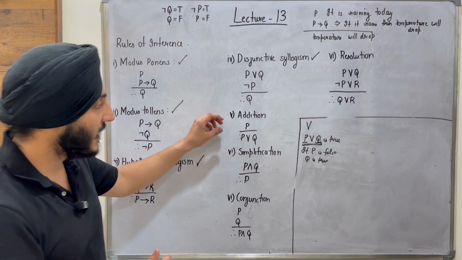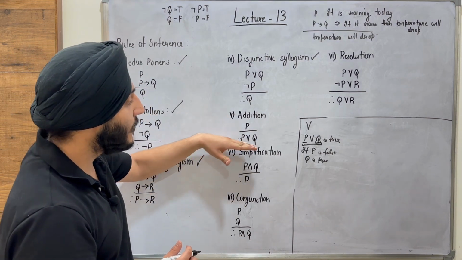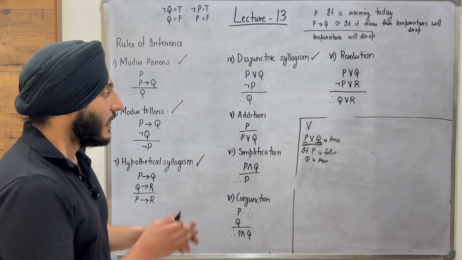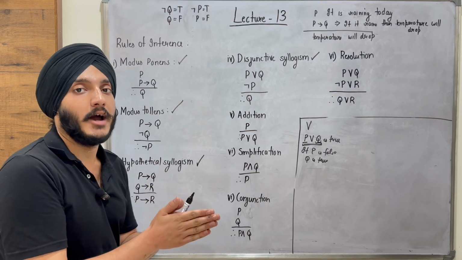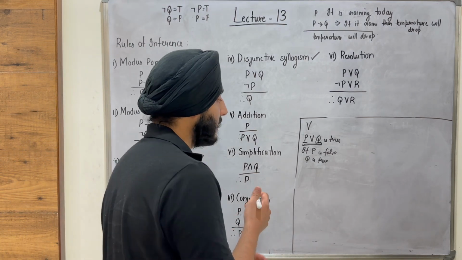So what I'm saying is, if P is true, then P or Q should also be true, right? If you try to understand it, I'm basically adding a value, right? Okay, let's try to understand this with an example.